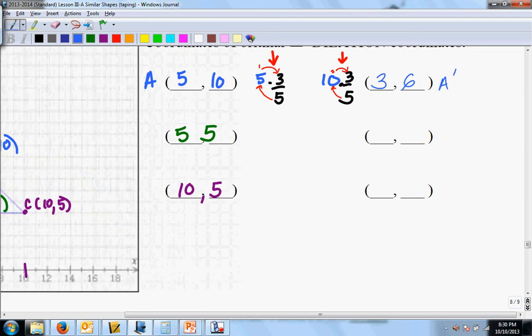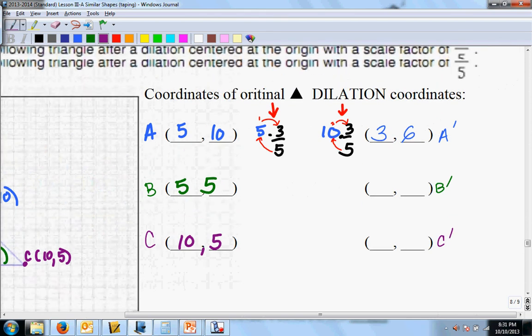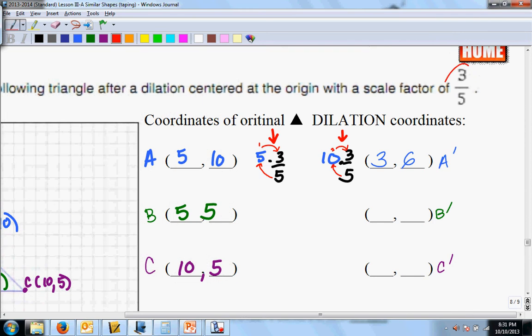You find the coordinate B sub by timesing by 3/5. Here's C sub, plot all three. And because the scale factor is less than 1, we know that we are shrinking.